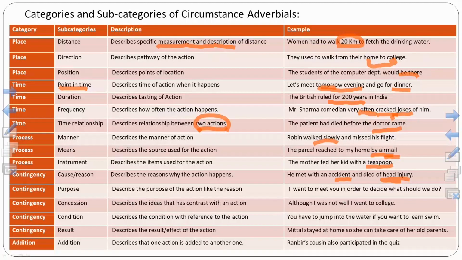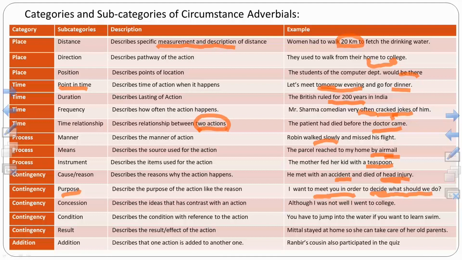Now let's look at the purpose. In contingency, the second category is purpose. It describes the purpose of the action, like the reason. For example, I want to meet you in order to decide what should we do. I have a purpose to see you in order to decide what we should do next, to plan something new. So this is: I want to meet you in order to decide what should we do next.